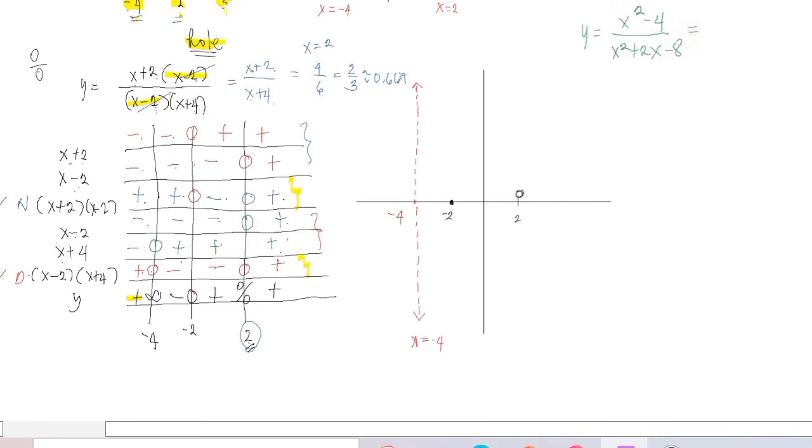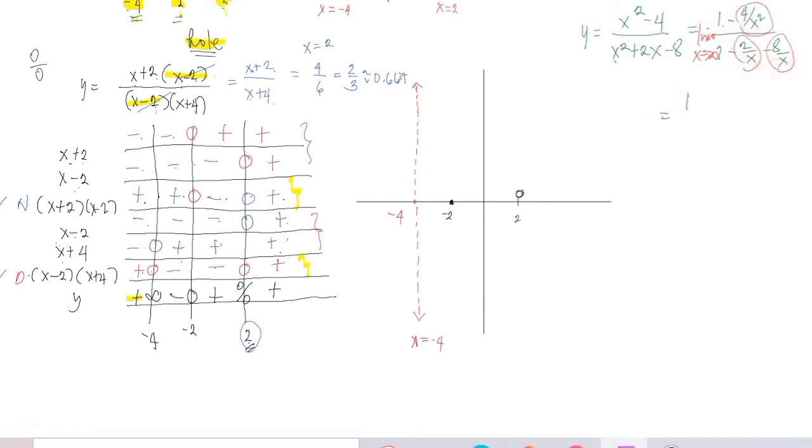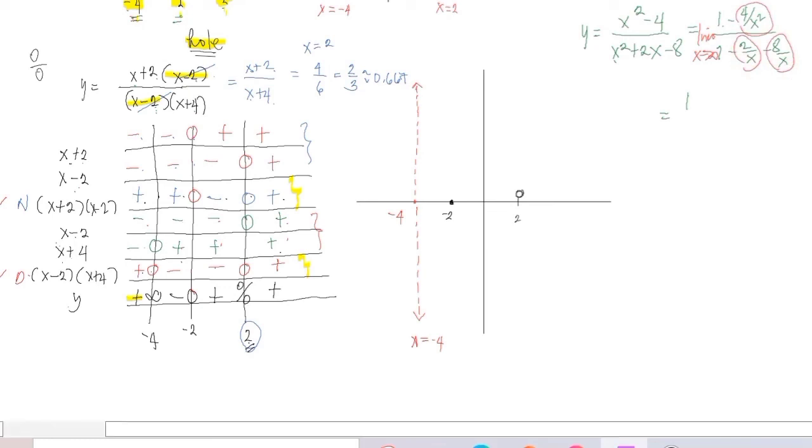So, we are going to divide everything by the highest degree of the exponent, which is x squared. So, here we have 1 minus 4 over x squared over 1 plus 2 over x minus 8 over x squared. And we are going to take the limit as x approaches infinity. So, we would have 1, because these terms become 0. This is 0, this is also 0, and this is also 0, if we take the limit as x approaches infinity. So, we would have 1 divided by 1, meaning y is equal to 1. And this is the equation of our horizontal asymptote. So, at y is equal to 1, we have our asymptote there.